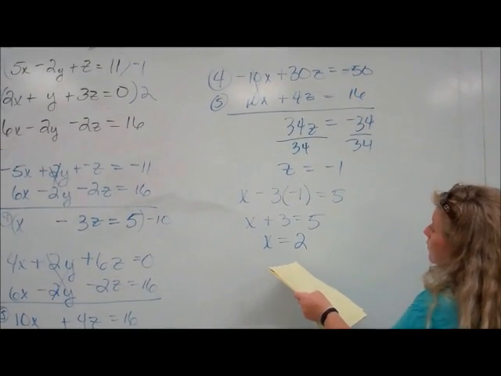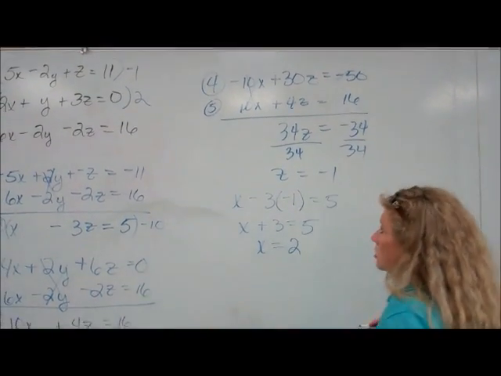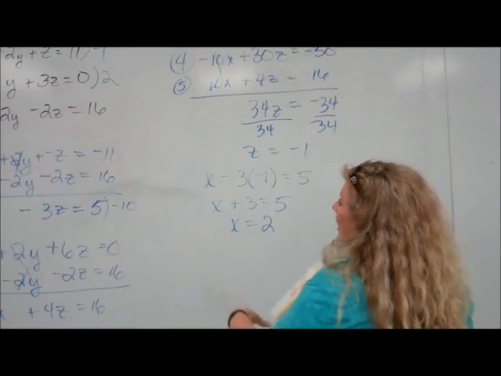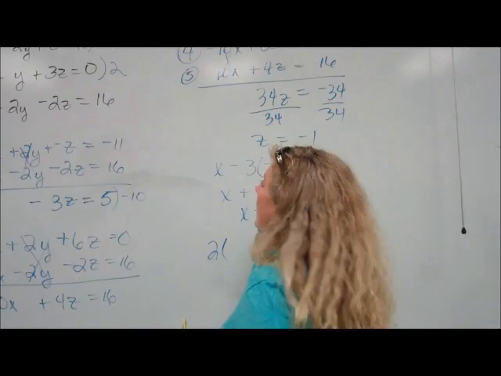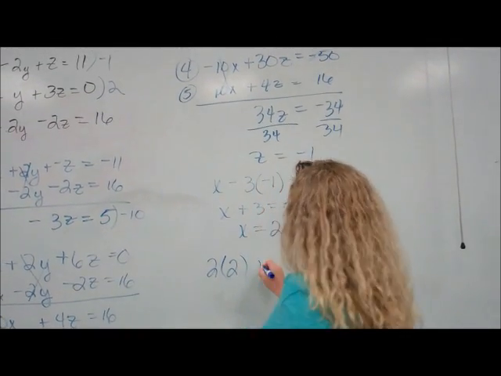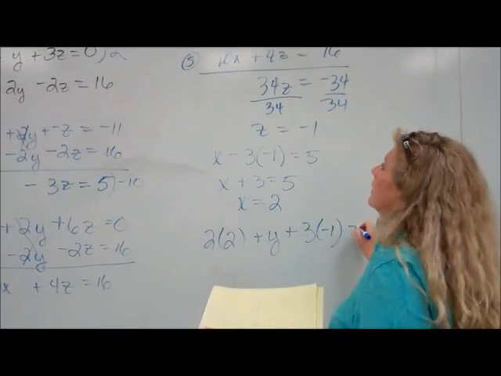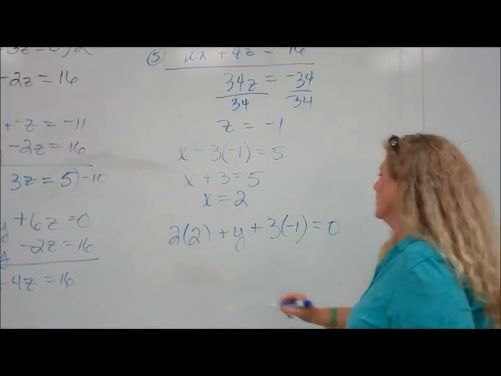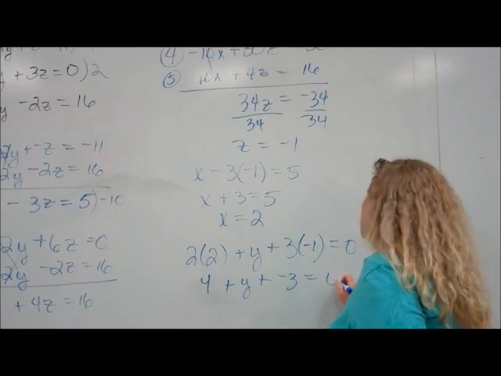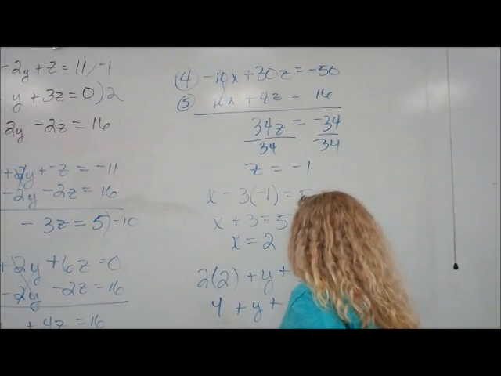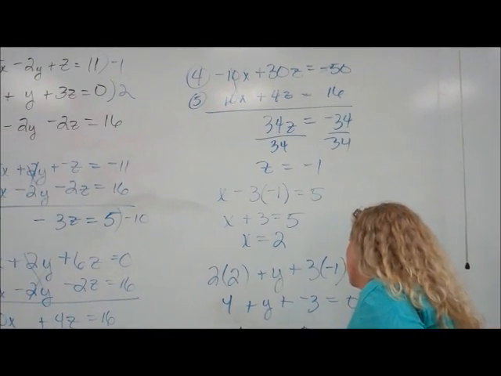Now, we're not done yet. We still have to find y. To find y, go back up to one of your original problems. It does not matter which one. I'm going to choose equation number 2 and plug in. We've got x is 2, so 2x plus y plus 3z equals 0. Okay. This is 4 plus y plus negative 3 equals 0. 1 plus y equals 0, so y equals negative 1.